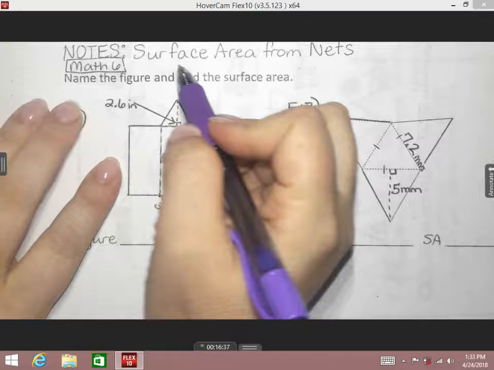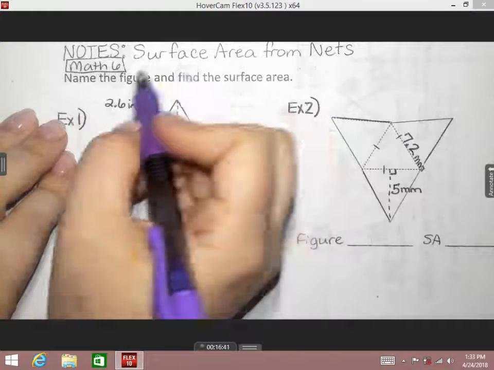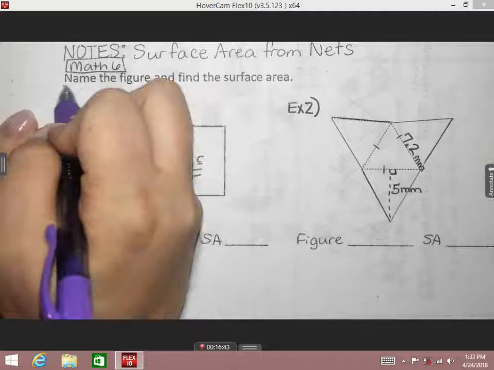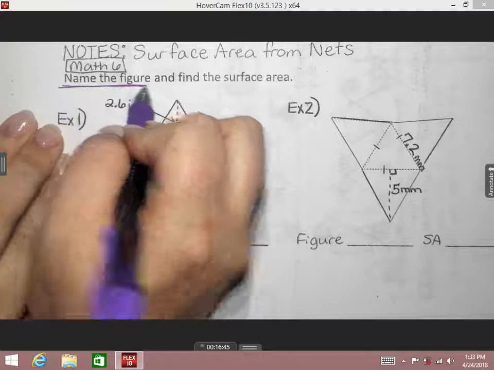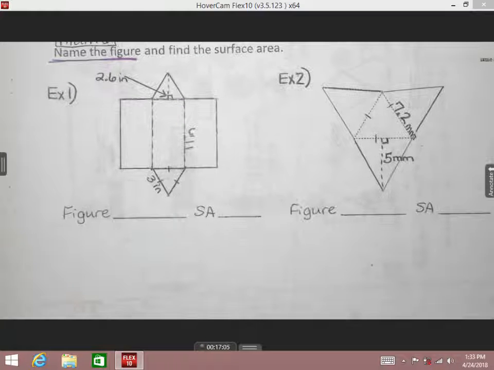All right, so here we're talking about the surface area from nets. All right, if you'll notice, what do my directions start with? They say, name the figure. Do we know how to name the figure? Okay, so this is what we're going to do, and this is what I would suggest doing on your homework. All right, go ahead and name all of your shapes. Go ahead and name them all, because if you don't, sometimes you forget that part. Okay, so we're going to go ahead and name them all. All right, we practiced that pretty good.